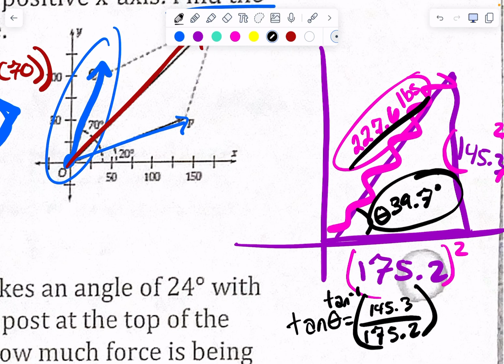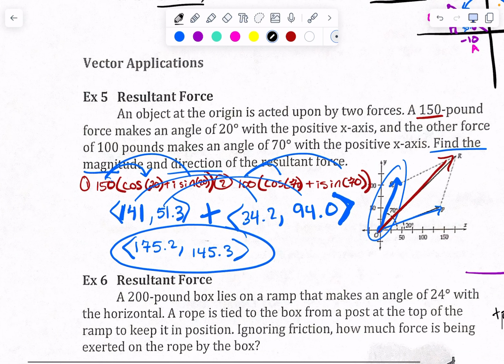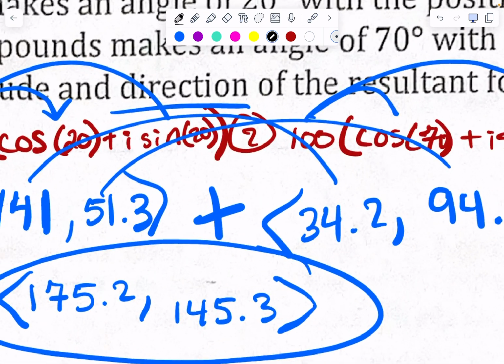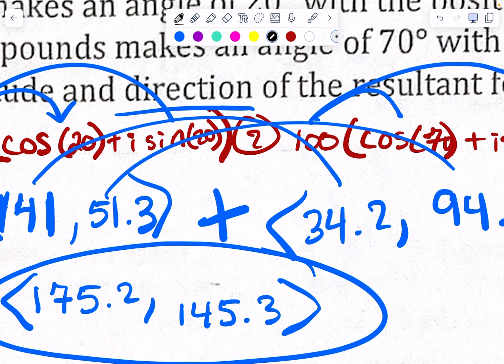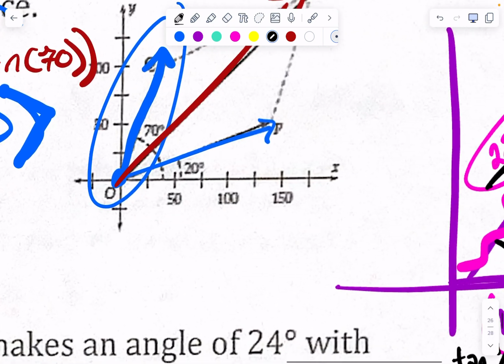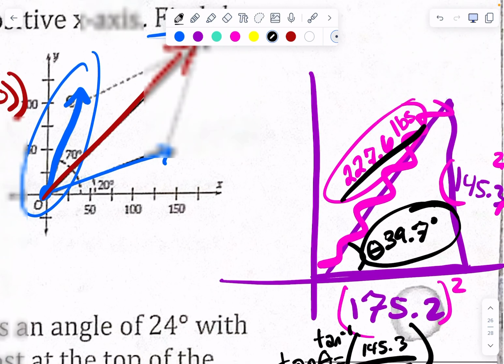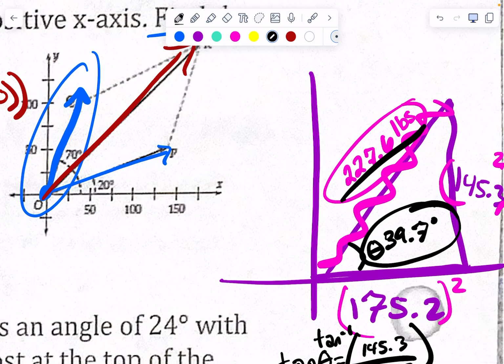Does that make sense? That's what we're asking for. Find the magnitude, direction of the resultant force. So two polar forms, convert to component form, add them together, and then convert back to basically polar form where you have your angle and your resultant force. Got it?